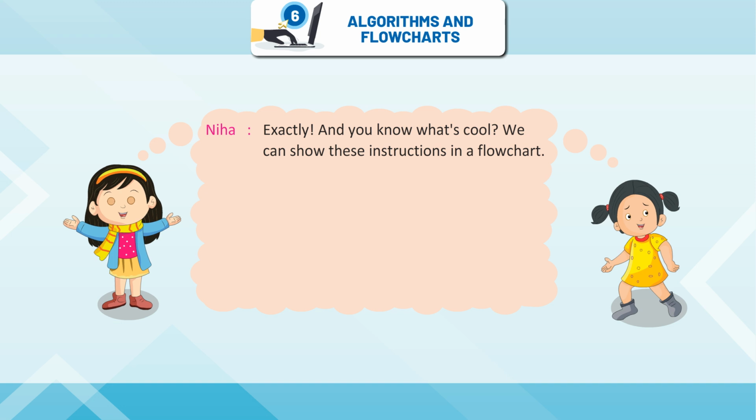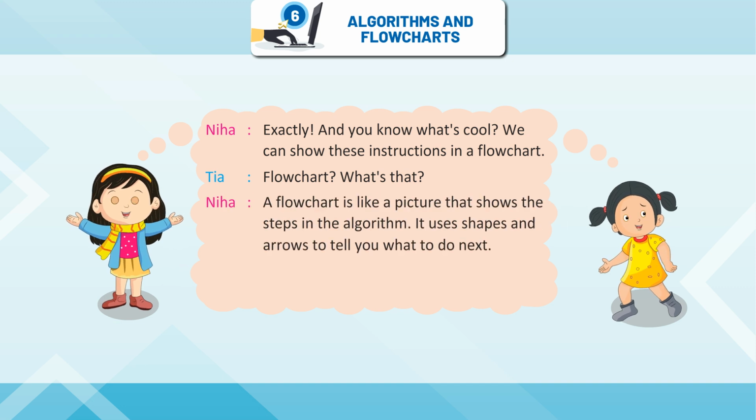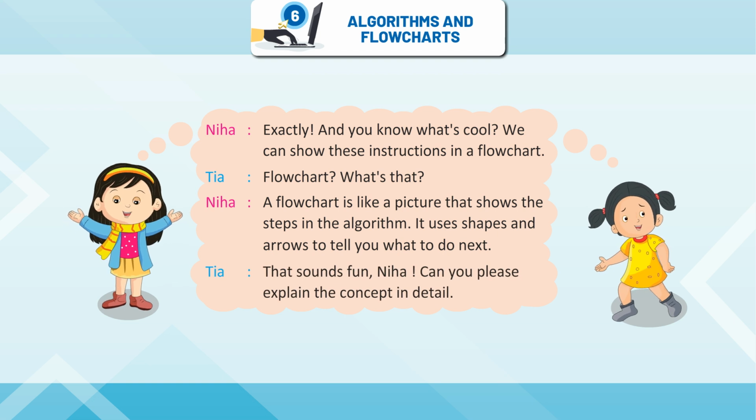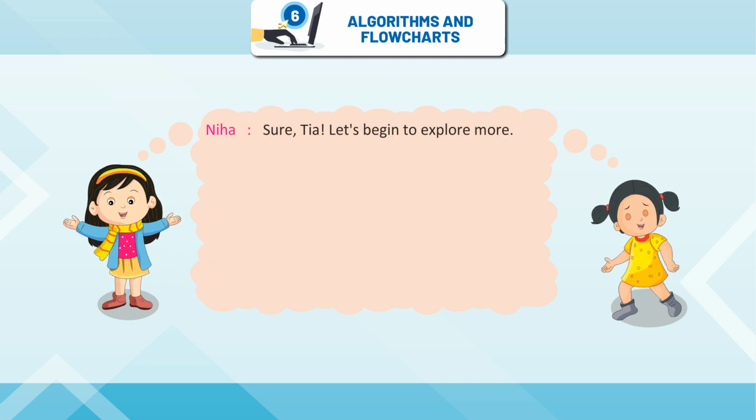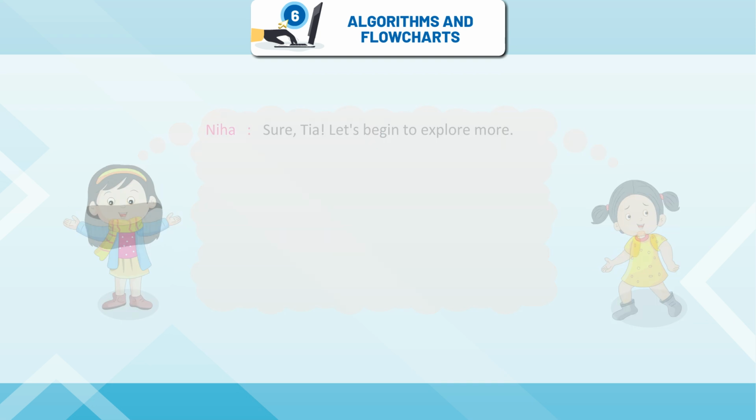And you know what's cool? We can show these instructions in a flowchart. Tia: Flowchart? What's that? Neha: A flowchart is like a picture that shows the steps in the algorithm. It uses shapes and arrows to tell you what to do next. Tia: That sounds fun, Neha. Can you please explain the concept in detail? Neha: Sure, Tia. Let's begin to explore more.